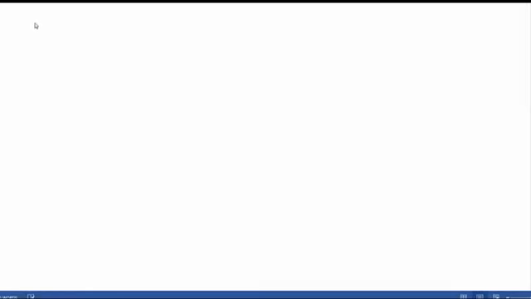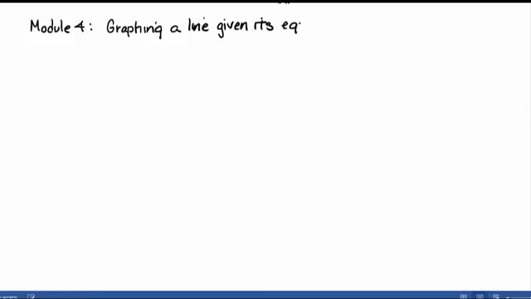Okay, so we're still in Module 4 and we're still talking about graphing lines, but this time we're going to be talking about it if we're given an equation of the line that's already in slope-intercept form. Okay, so this is Module 4, and we're going to be graphing a line, given its equation in slope-intercept form. So we already know what the slope and the y-intercept are.